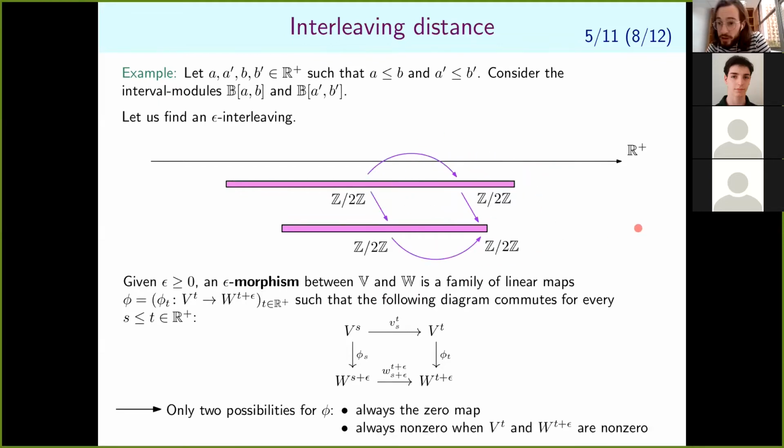And so what we deduce is that globally, for these maps phi s, phi t, there are two possibilities. Either they are all 0, or they are all non-zero when they can be non-zero. So between two barcodes, there exist at most two epsilon morphisms, the 0 epsilon morphism and the identity epsilon morphism where it can be.